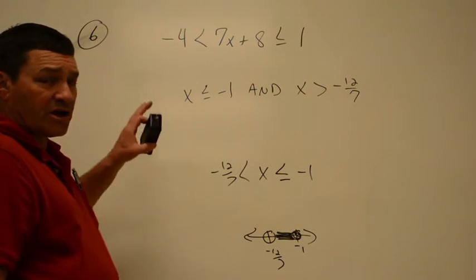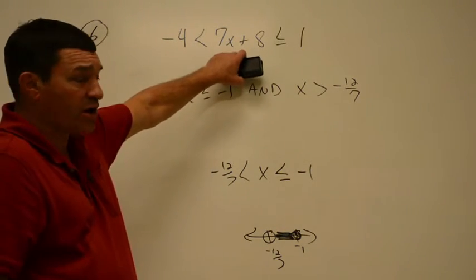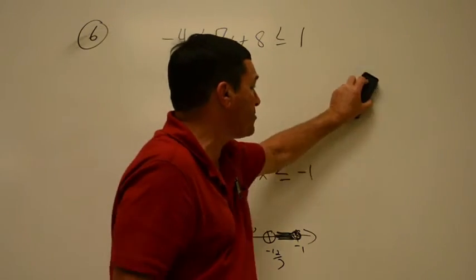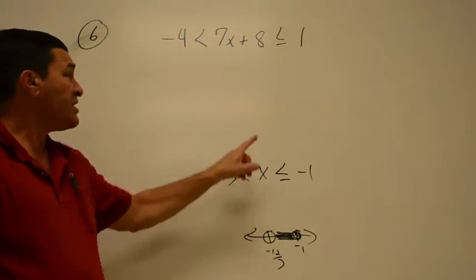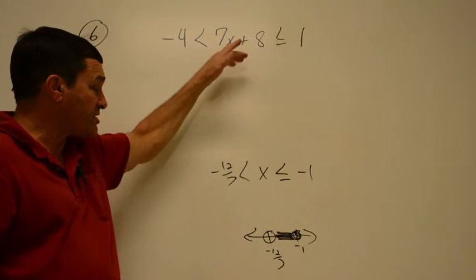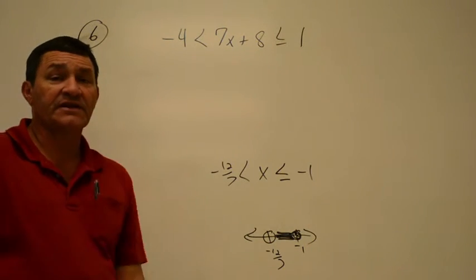Now, for all of the problems where you see a three-sided inequality, that's understood and it's in the background, but you don't have to use it. Just do the same thing to all three parts, get your answer like that, and graph it like that, and you'll be good.